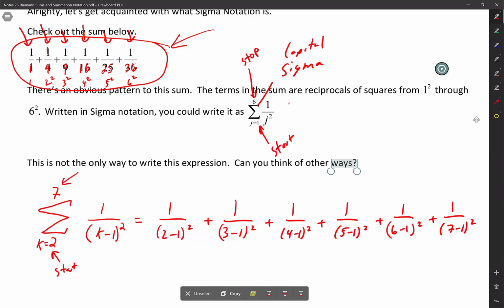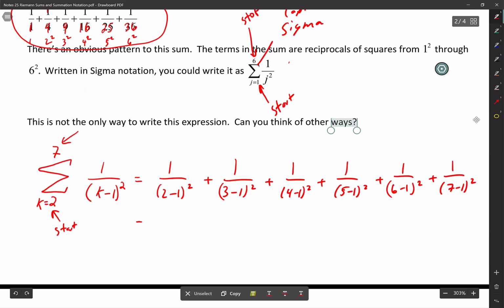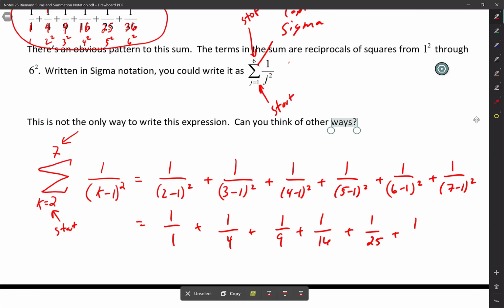All right, there it is, guys. And it's the same. Cool or not cool, guys? Cool. It's the same. See? 1 over 1. 1 over 3 minus 1 is 2, 2 squared is 4. 4 minus 1 is 3, 3 squared is 9. 5 minus 1 is 4, 4 squared is 16. 6 minus 1 is 5, 5 squared is 25. 1 over 6 squared is 36. And it's the same.